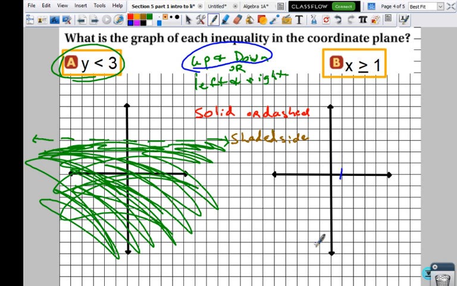Jared, is this going to be solid or dash? It is a solid. Solid, right? Because it's got this extra little piece right there that makes it solid.